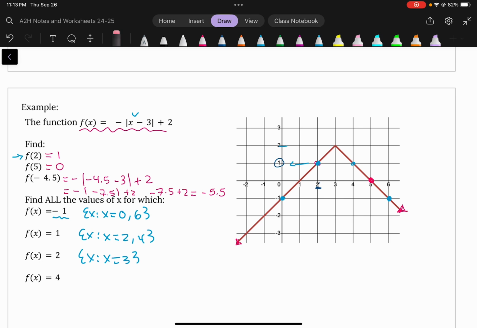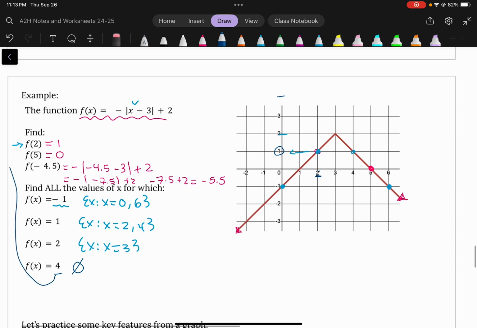So there's the connection between the graph and the formula, which again, maybe it's kind of new, maybe you're really good at this already, but it's important. We've got to make sure we're really, really good with it. Okay, one last thing, and then you can do some practice. Let's do this one real quick.